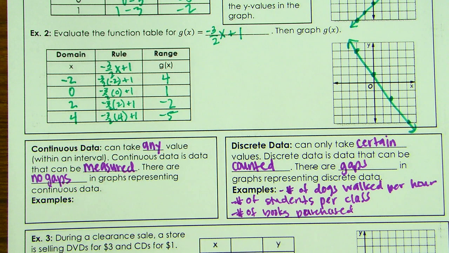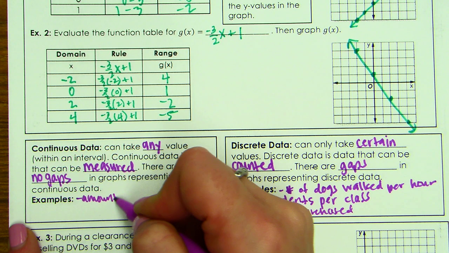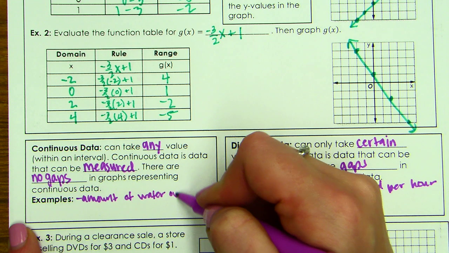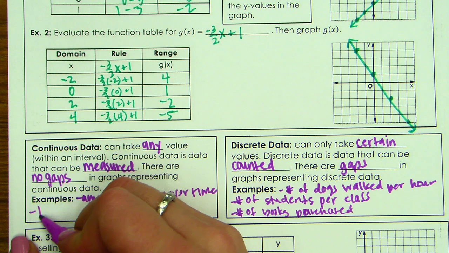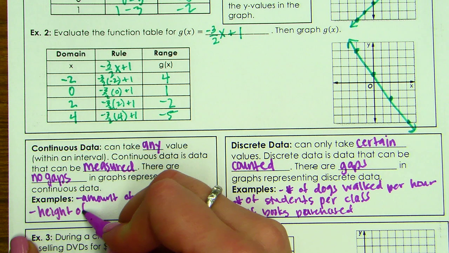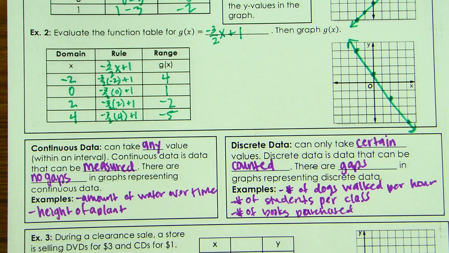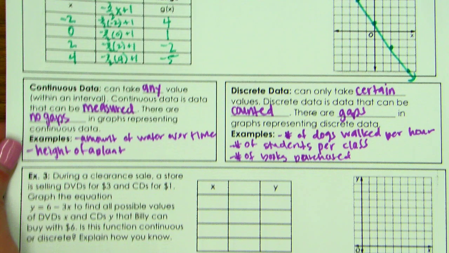Continuous data doesn't have any gaps. That would be like amount of water in a glass you're filling up over time. Or if you're measuring the height of a plant over time, there's not going to be any gaps because you can have fractions. My plant could be 1 inch, but it also could be 1.001 inch or 1.5 inches. There's no gaps in between data points. So let's do some examples and decide if they're continuous or discrete.